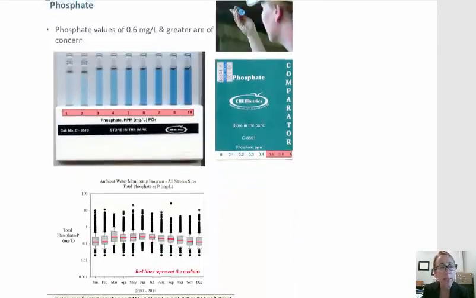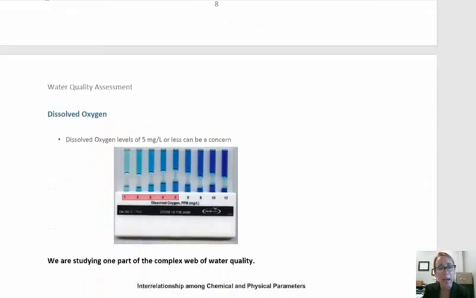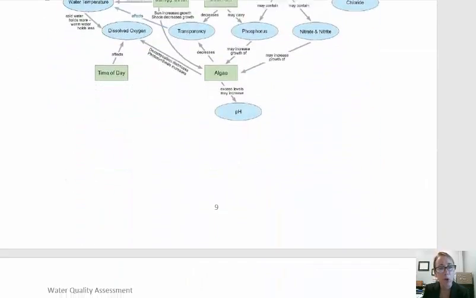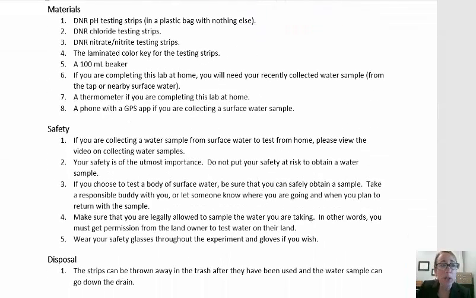Now, phosphorus and dissolved oxygen will be tested by students in the lab. But if you're at home, you're just going to be doing those first three. So get your materials out. If you are collecting a water sample from a pond on your property or a stream nearby, just be really careful about how you collect that water sample. You can just use a cup or a clean bottle to get that water. You want to test it very soon after you collect it. You don't want to let it sit around.